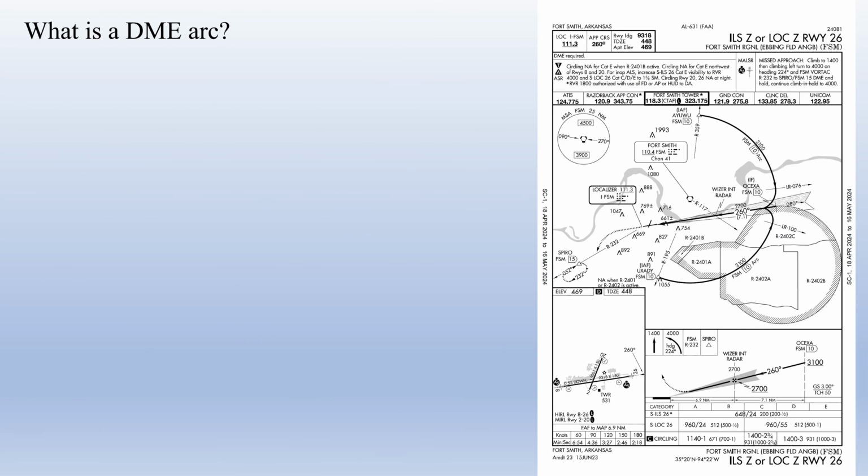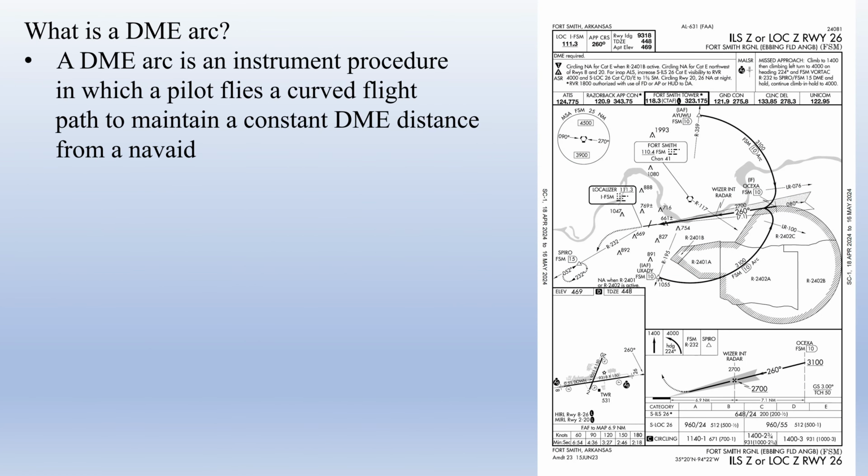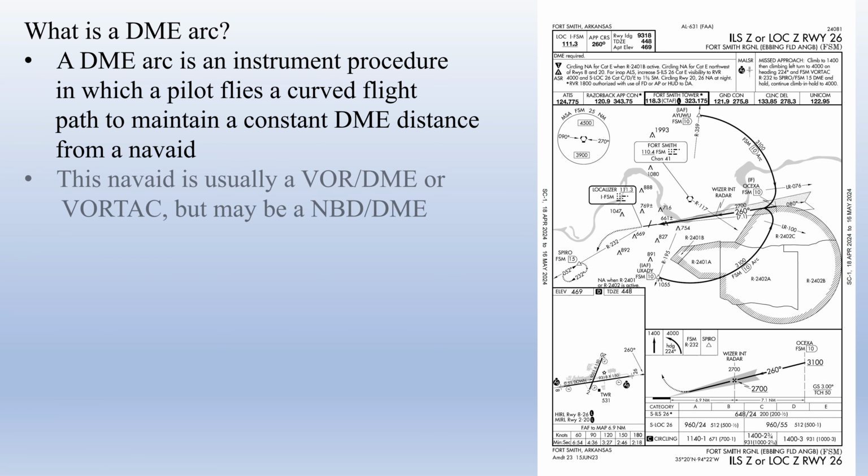So what is a DME Arc? A DME arc is an instrument procedure in which the pilot flies a curved flight path to maintain a constant DME distance from a nav aid. Typically, this nav aid is a VOR DME or VORTAC, though in theory it could also be an NDB DME.